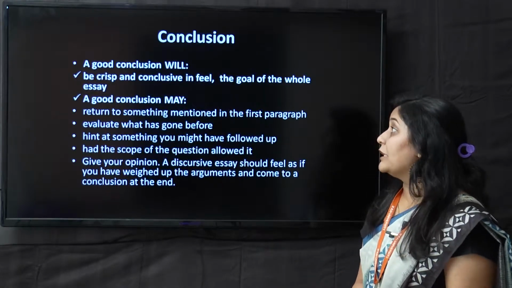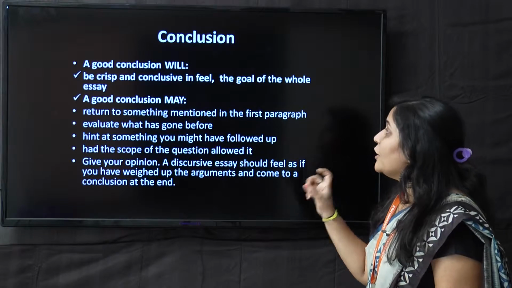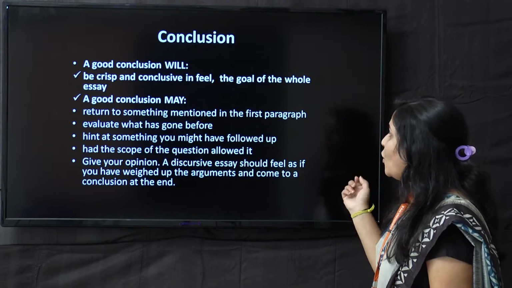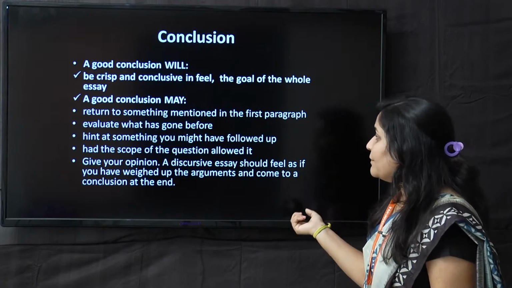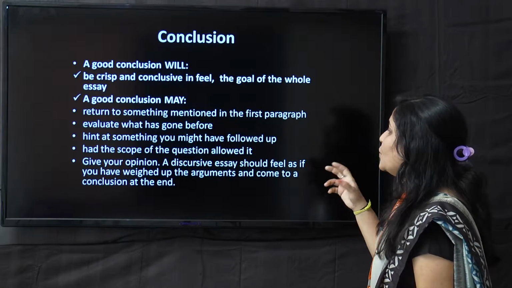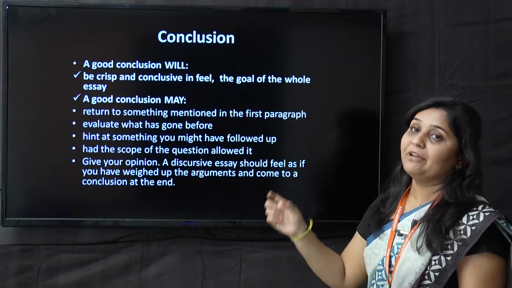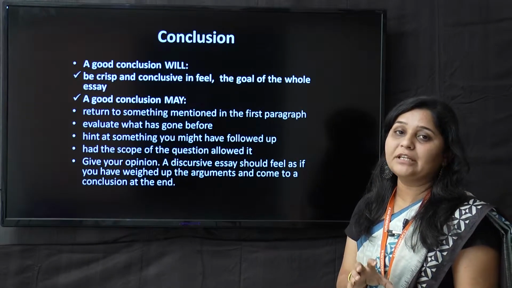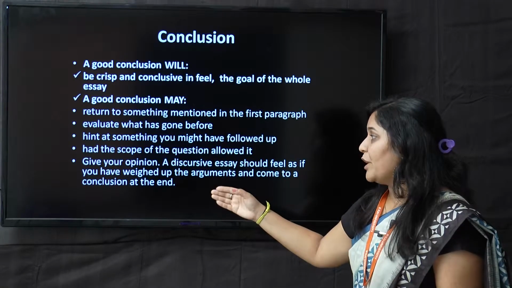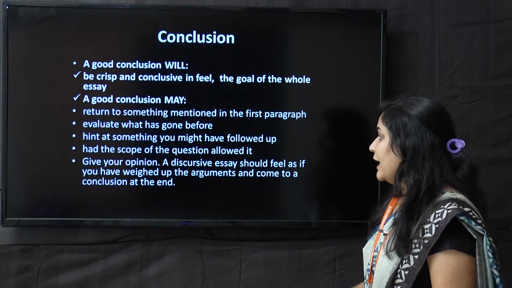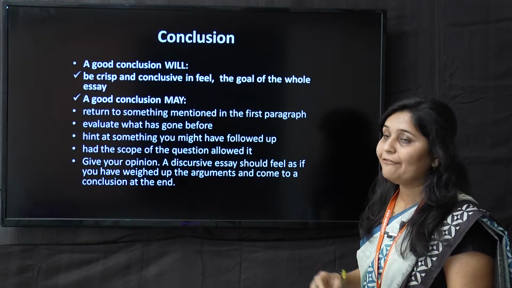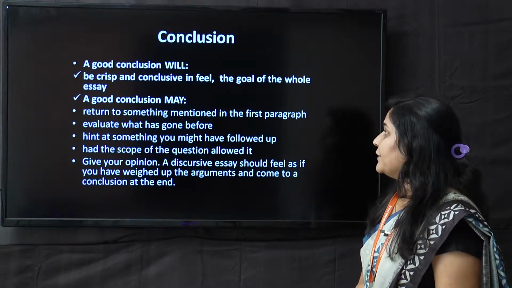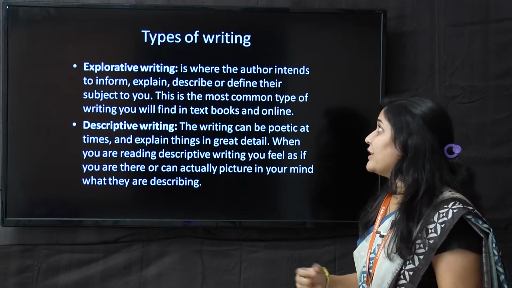Now the conclusion. A good conclusion should be crisp and conclusive and fulfill the goal of the whole essay. A good conclusion may refer back to something mentioned in the first paragraph. The overall whole idea of the essay will have to be covered in that. And last, give your opinion. A discursive essay should feel as if you have weighed up the arguments and come to the conclusion at the end. What are the types of writing?